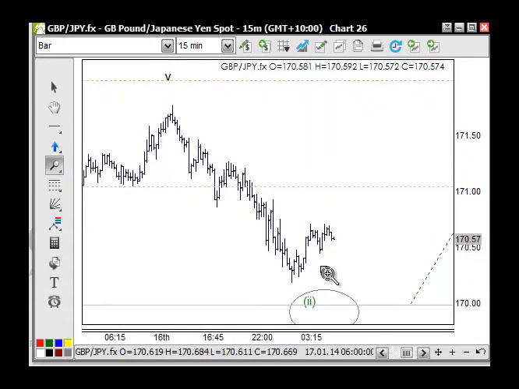So we can look at this little section here. Now what we need to see is an impulse wave to the upside here, and it does appear that we've got that now, 1, 2, 3, 4, 5. So that can help us confirm. If we get 5 waves here, then we'll get another 5 over here.